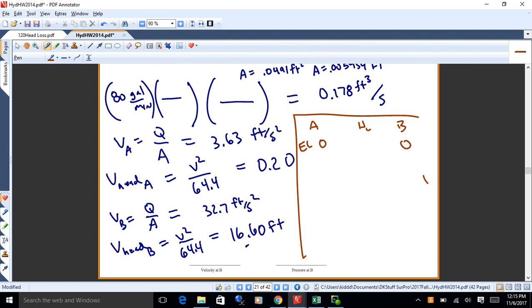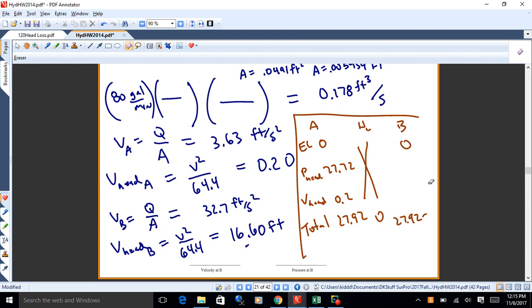So there's no elevation. We got the pressure head there, 27.72, and it's the unknown there. And then the velocity head, 0.2, and then the total. So 27.92. No head loss, so it's 27.92.